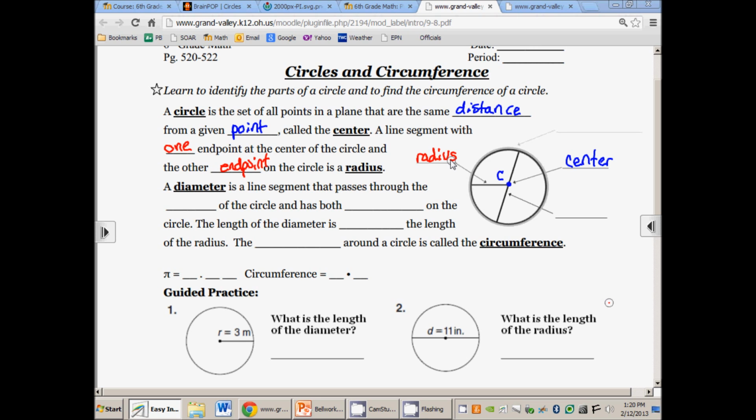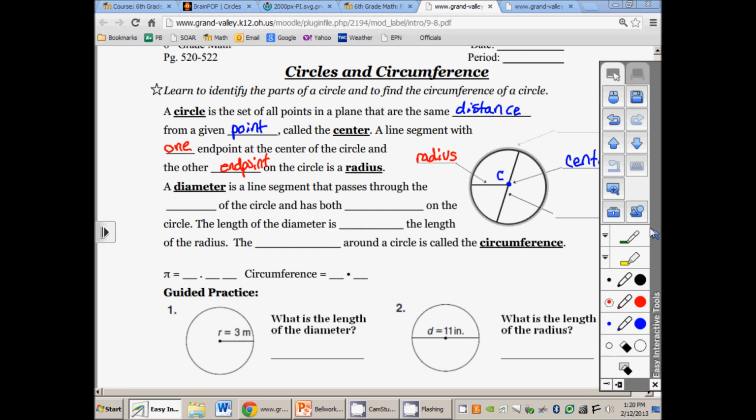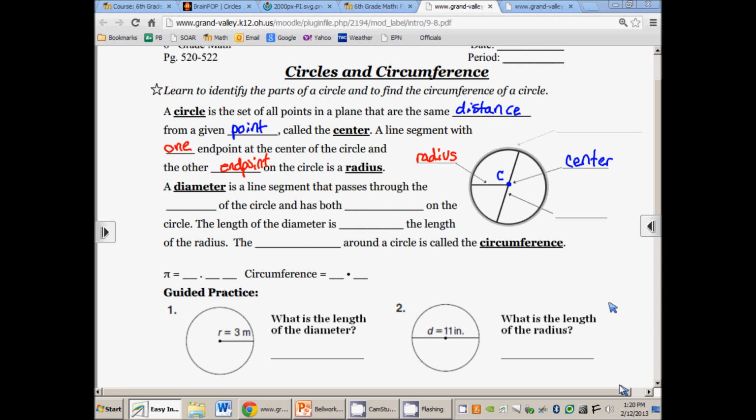And you already told us that the radius is smaller than the diameter. So if we look at a line segment that passes through the center of the circle and has both endpoints on the circle, so we're talking about going all the way through, that is your diameter. Picture a bridge that goes over a pond, all the way from one edge through the center to the other. That's your diameter.